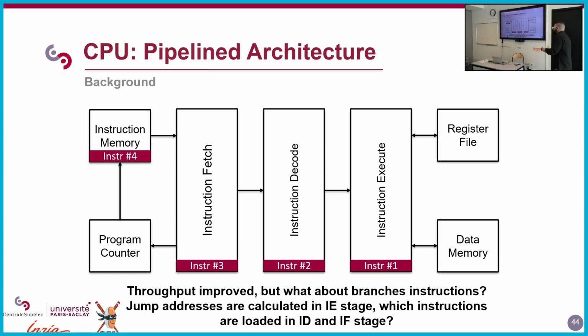But wait a second. Jump addresses are resolved here in the execution stage. So if I have to jump, what happens to the instructions which are already in the pipeline?